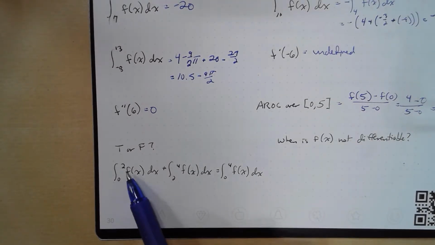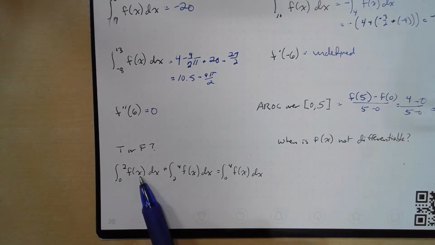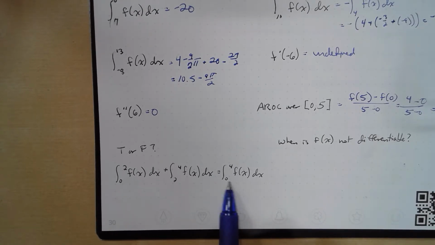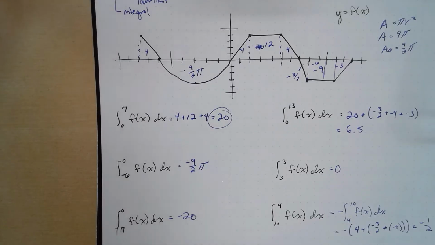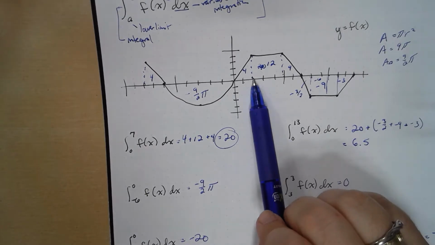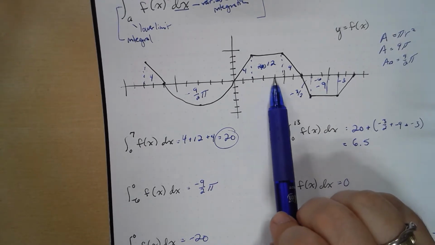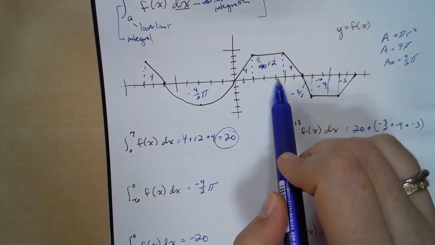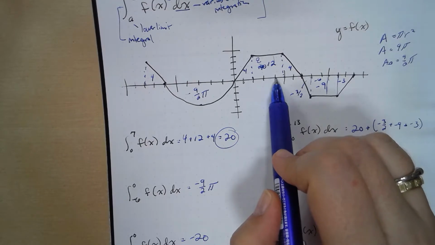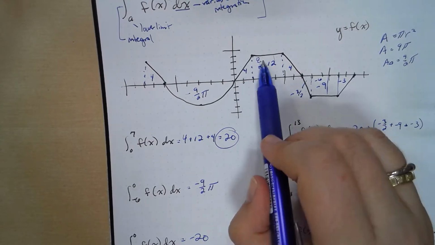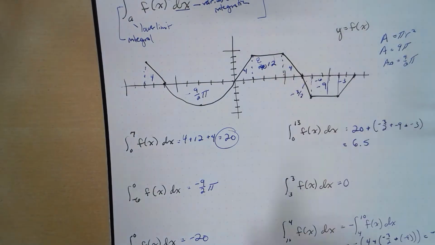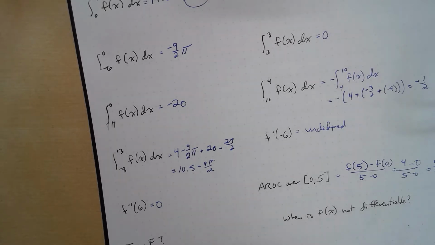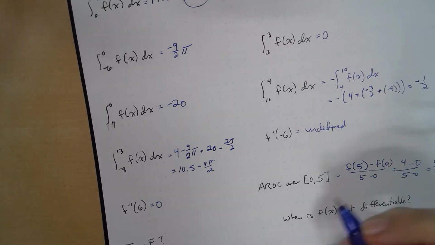True or false? The integral from 0 to 2 of f of x dx plus the integral from 2 to 4 of f of x dx is equal to the integral from 0 to 4 of f of x dx. Let's go for that. 0 to 2 would be 4. 2 to 4 here, it looks like it would be, what was that, 8 maybe, right? All right. And then from 0 to 4, well, 4 plus 8 is 12, and it looks like 4 plus 8 is still equal to 12. So I believe that this is true. This is true information.